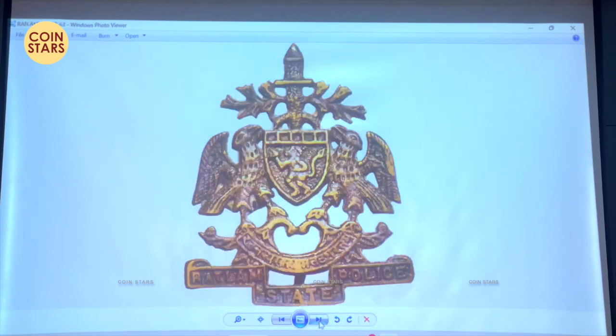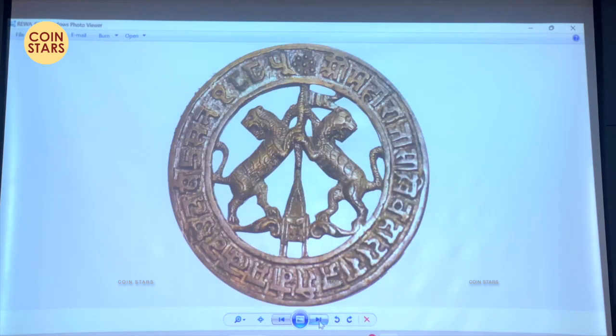Next, this is Ratlam State Police. Again Hanumanji in the shield and two birds holding the shield. Next, this is Rewa State.